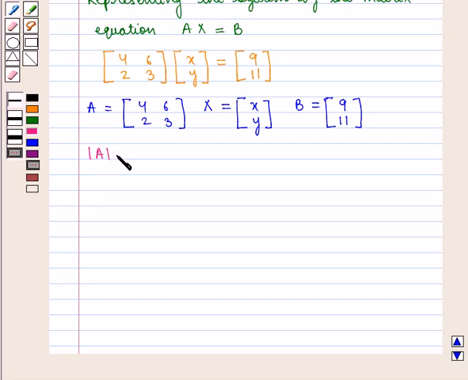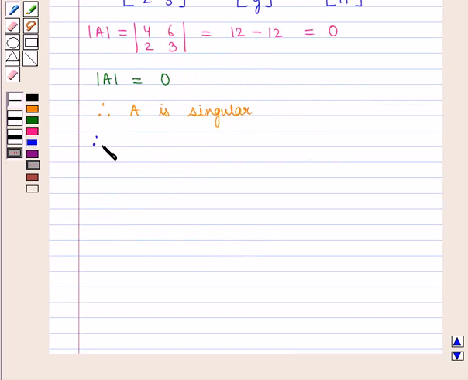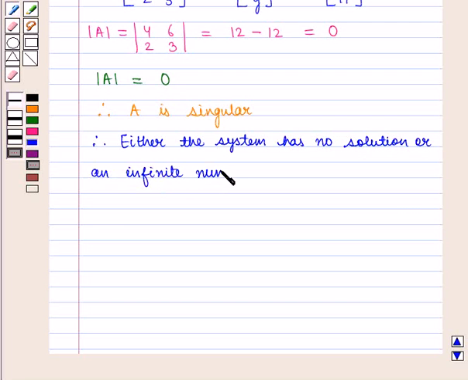and determinant of A is given by 4 into 3, that is 12, minus 2 into 6, that is 12, which is equal to 0. Now determinant of A is equal to 0. Therefore, A is singular. Therefore, either the system has no solution or an infinite number of solutions. Now we find adjoint of A into B.